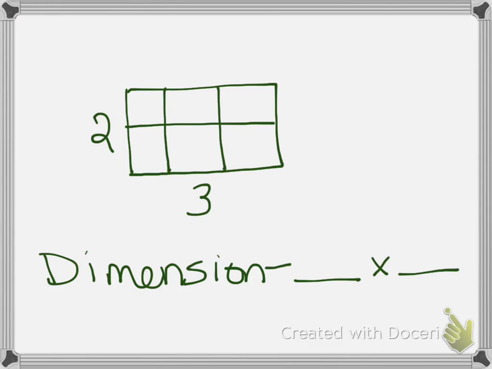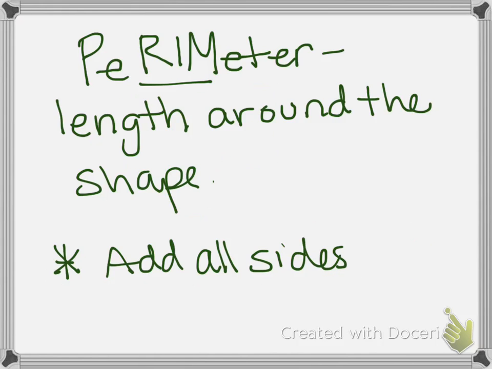What would be the dimension of this piece? That is correct. It would be a 2x3. It's 2 units tall and 3 units wide, or length.